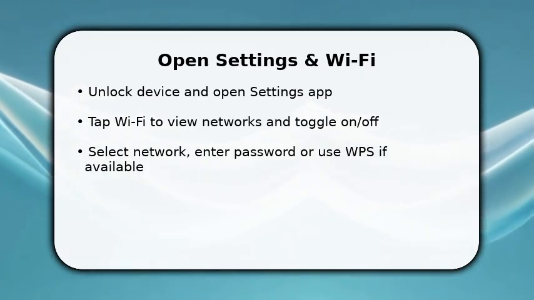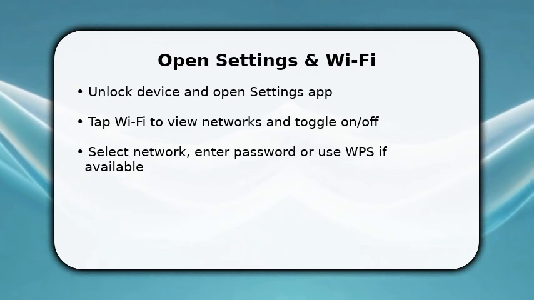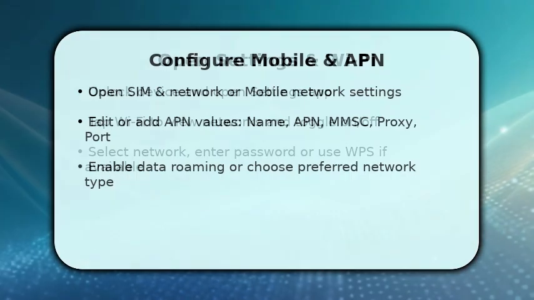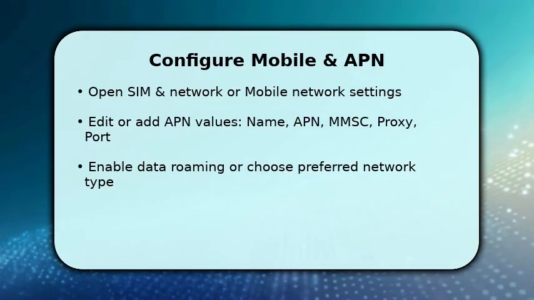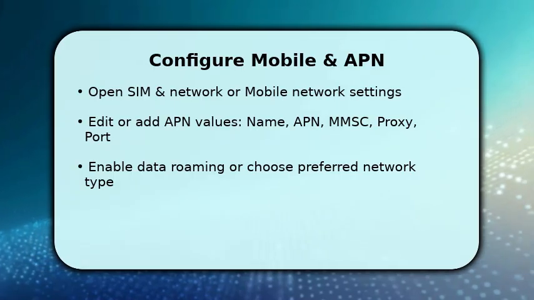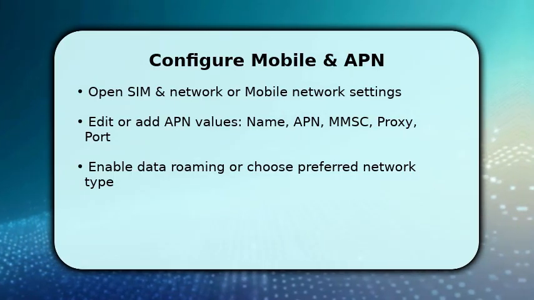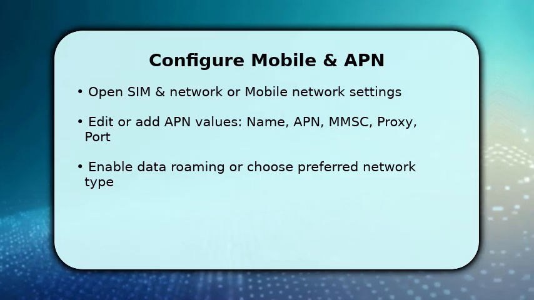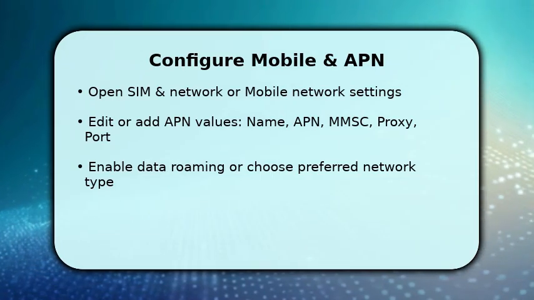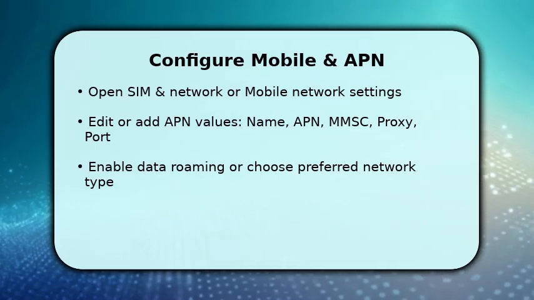Next, go to SIM and network or mobile network to set cellular options. This is where APN and preferred network types live. You will edit or add an APN entry. Fill name, APN, MMSC, proxy, port exactly as your carrier specifies, because small differences block data.